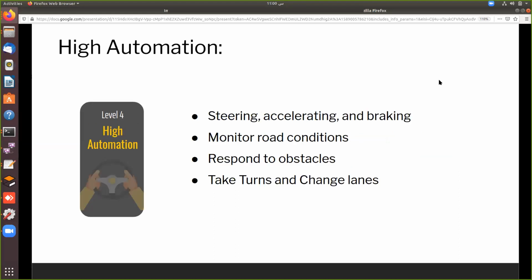The fourth one is the high automation vehicles. It has most of the functionalities. It can accelerate and perform steering and braking. And also monitors the road conditions. It takes decisions of changing lanes and taking different paths. However, this doesn't perform very well in extreme weather conditions such as snow or rain or mud. It still needs the user intervention in this situation.